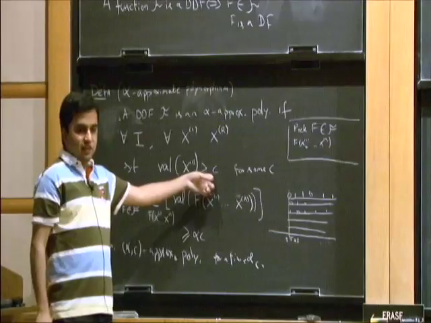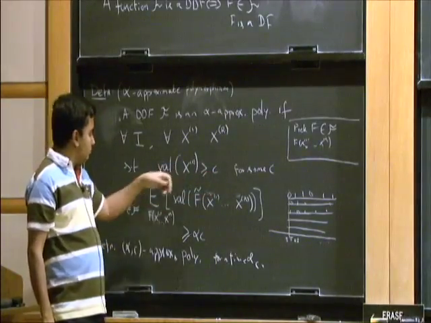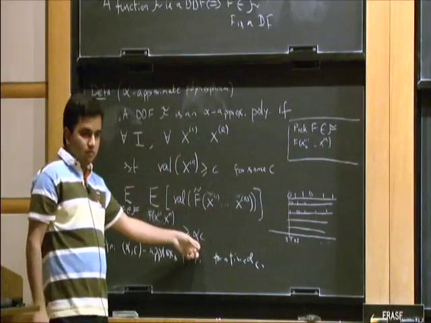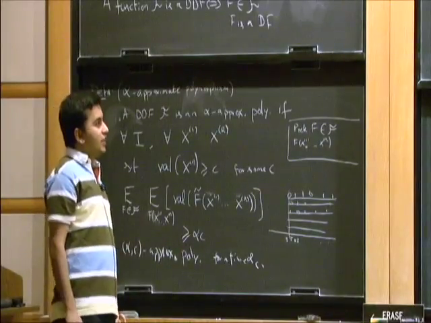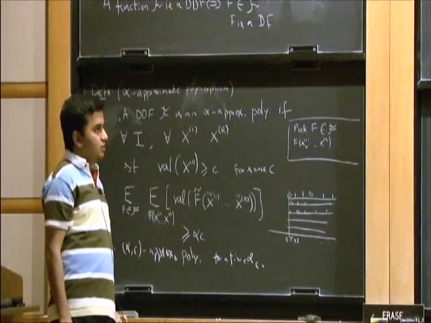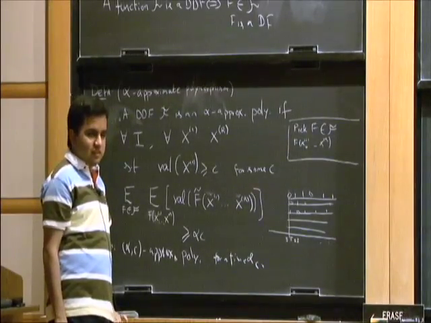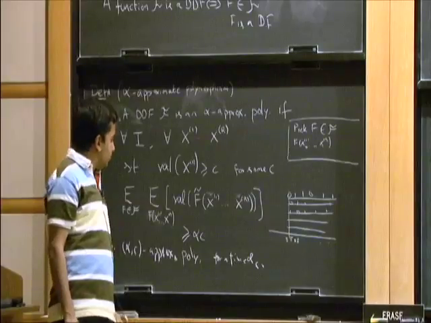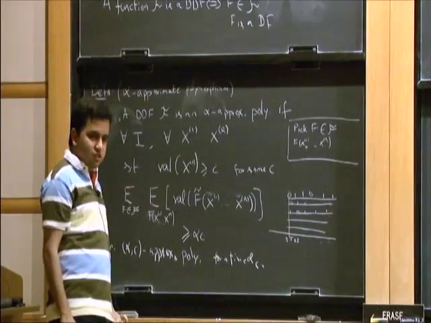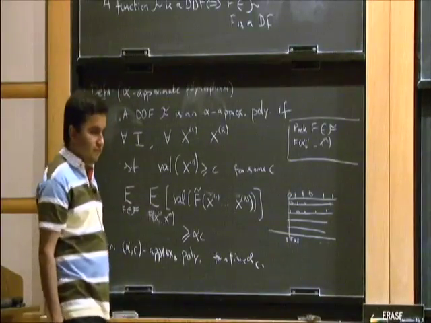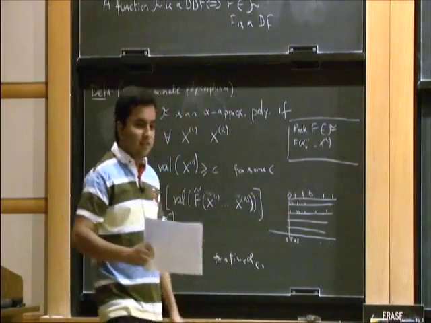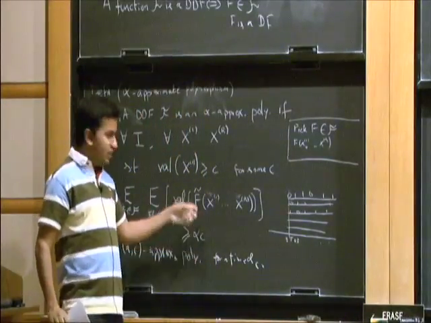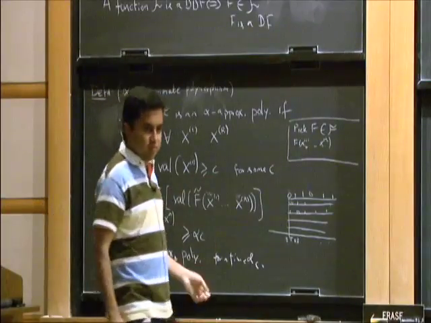Each solution is at least value C. Alpha times the average might work, but I'm not sure. You need each one to be C. Yeah, minimum.